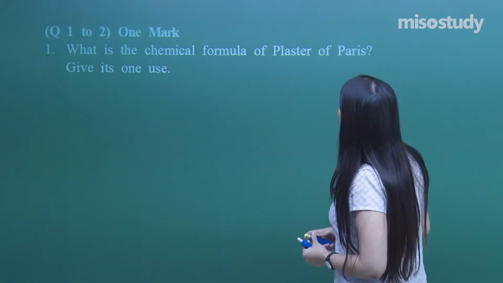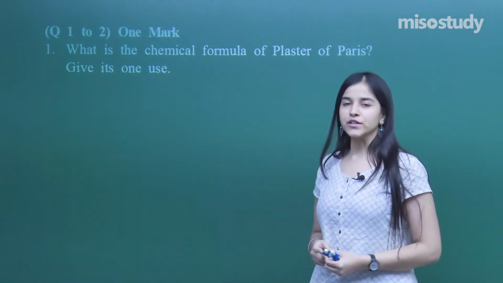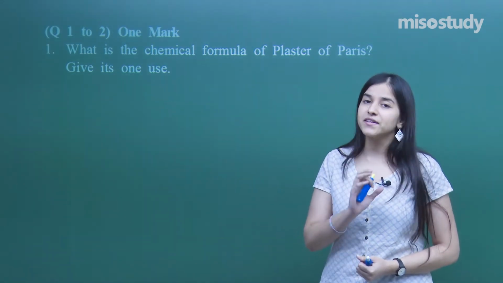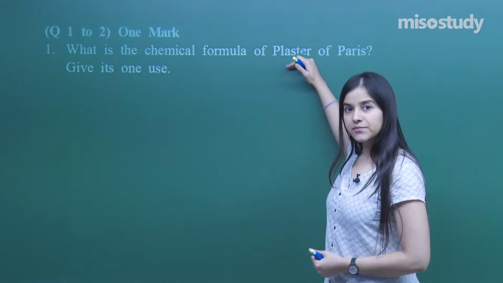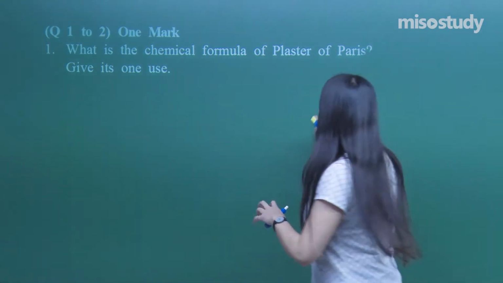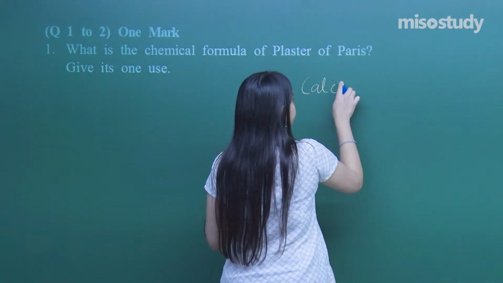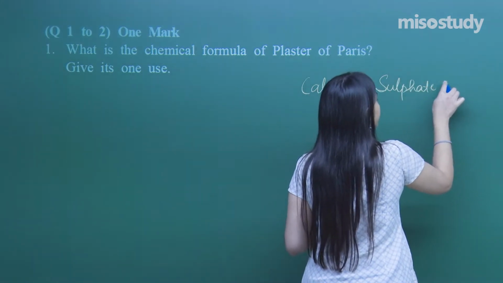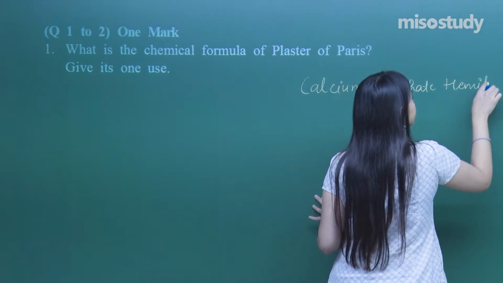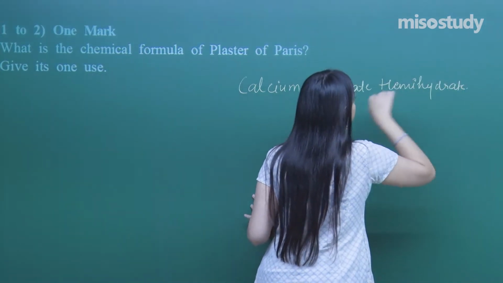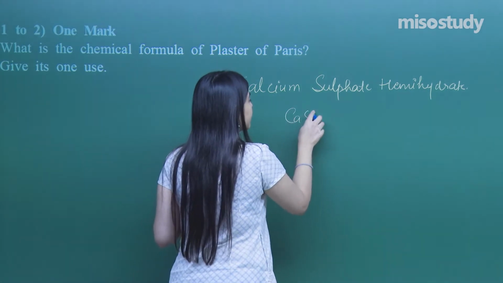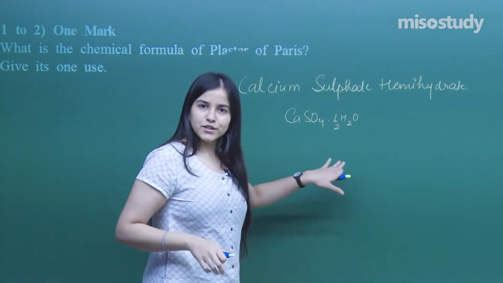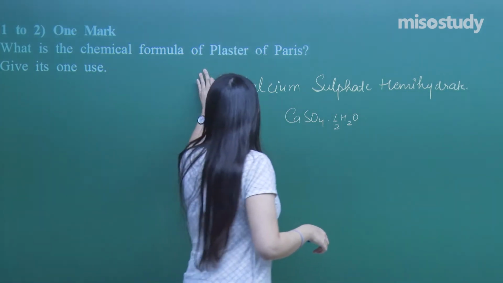What is the chemical formula of plaster of Paris? Give its 1 use. What is another name for plaster of Paris in chemical terms? Plaster of Paris is a layman word, basically. It is calcium sulfate hemihydrate, formed from gypsum, you know this. It is CaSO4 dot half H2O, clear? And they are asking to give its 1 use.